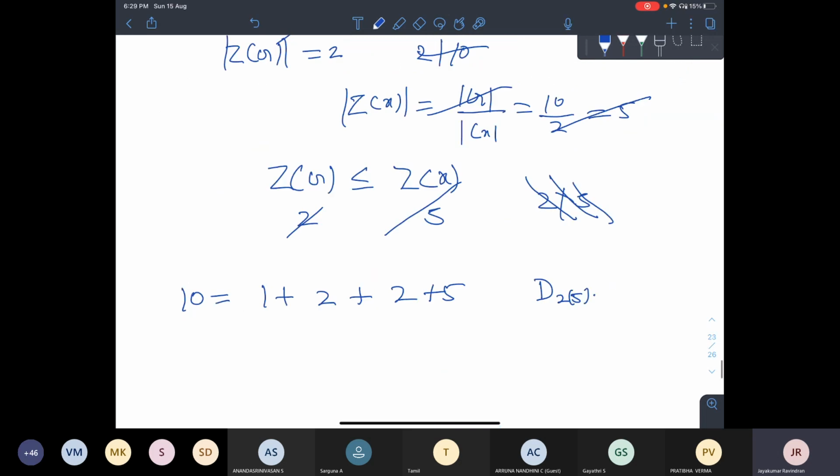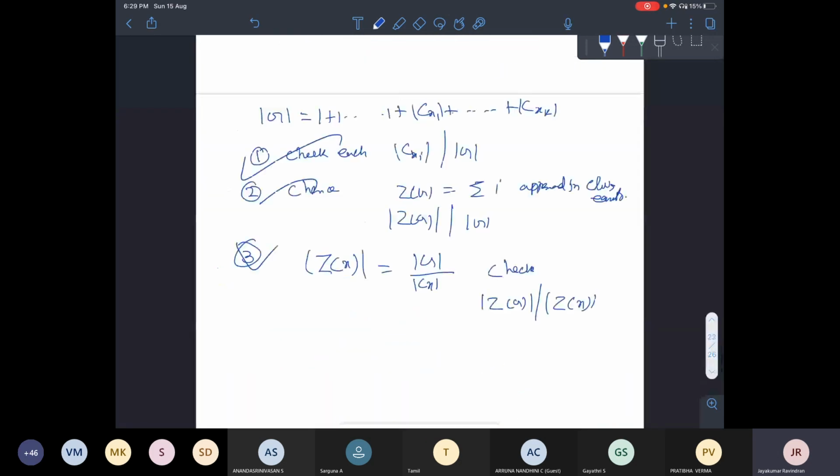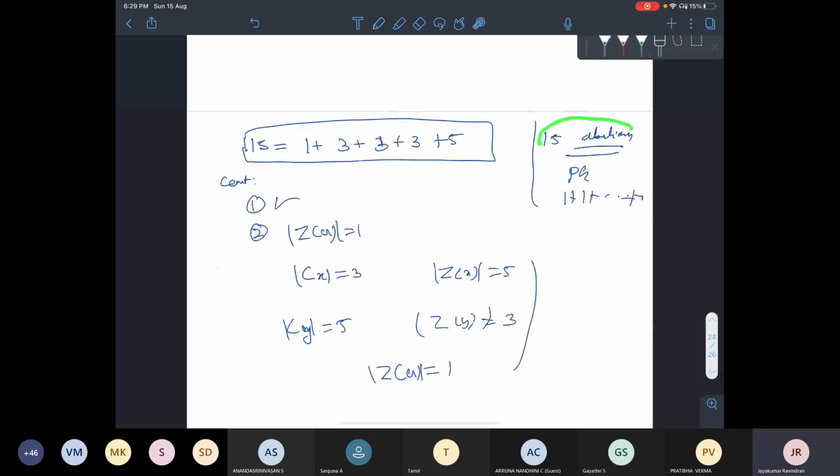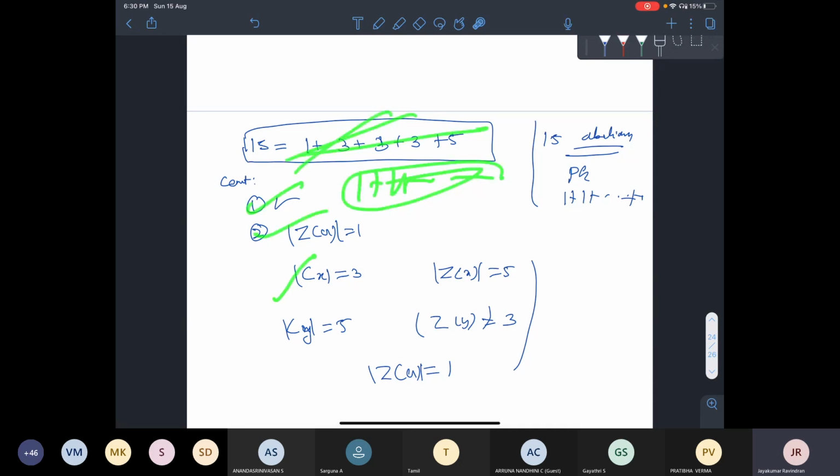So these three conditions are not enough. I'm telling you the limitation. Why not enough? We know a group of order 15 is always abelian, of type pq. If you check with Sylow's theorem, you will see that it is always abelian. So 1 plus 1 plus and so on is the correct class equation. This cannot be a class equation, but we don't have a condition to check it. So these conditions are necessary but not sufficient to determine whether something is a class equation or not. So it has a limitation.